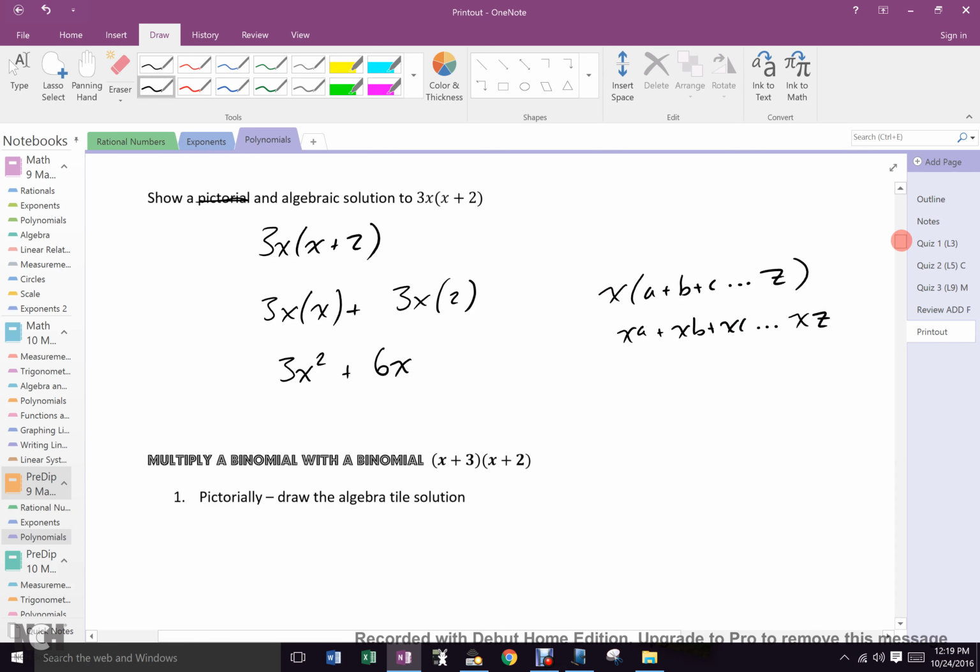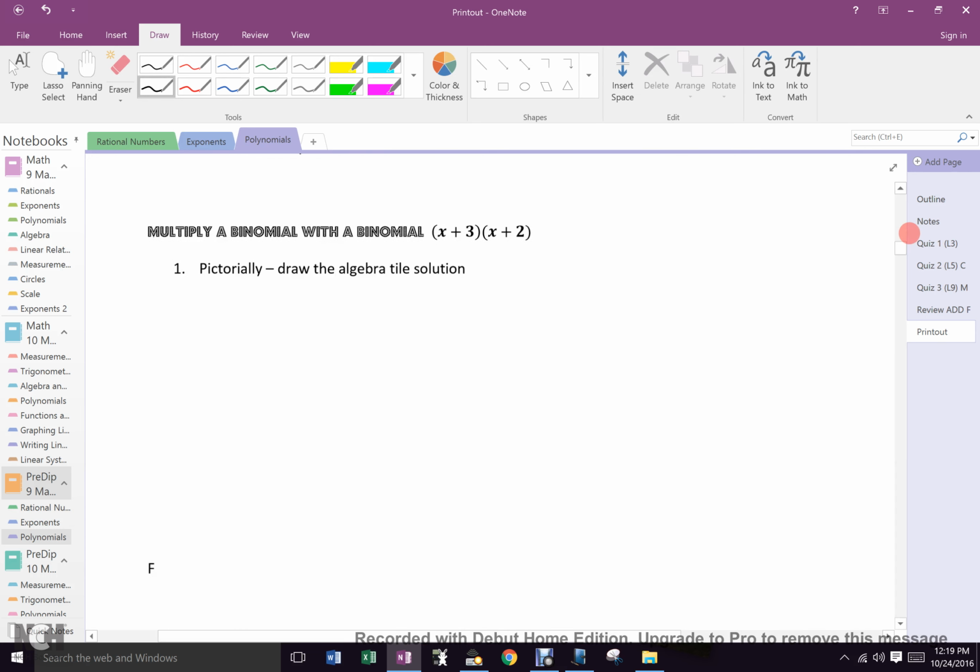Now, you guys are smart kids. I am making you do this pictorially. How would you draw this as a picture? Go. I'll give you a hint. It's got to start like that. What goes on the edges?